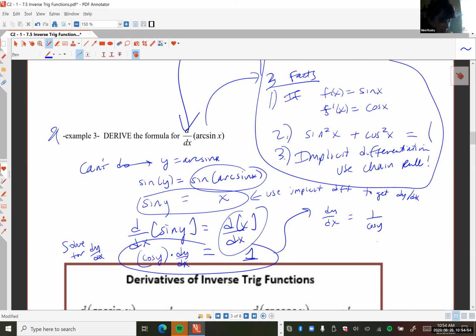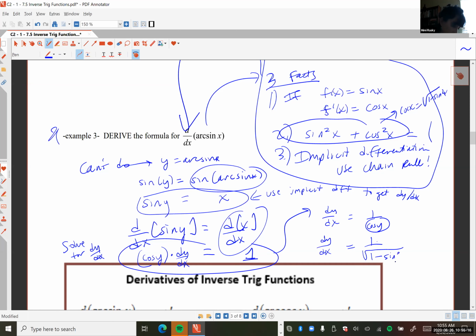This is the answer, except we want our answer to only have x's in it. So we're going to use the trig identity. If you solve it for cos, your cos will be the square root of 1 minus sine squared. So I replace this cosine of y with the square root of 1 minus sine squared of y, and then we're going to do one more trick, one last substitution. What did we start out with at the very beginning of this derivation? What is sine y the same as?